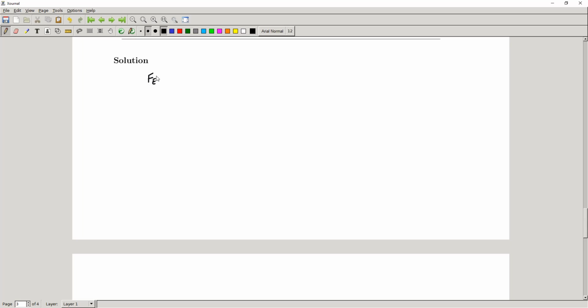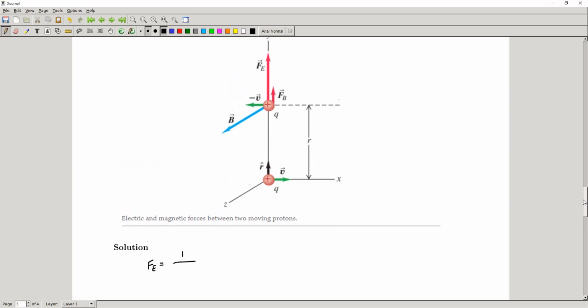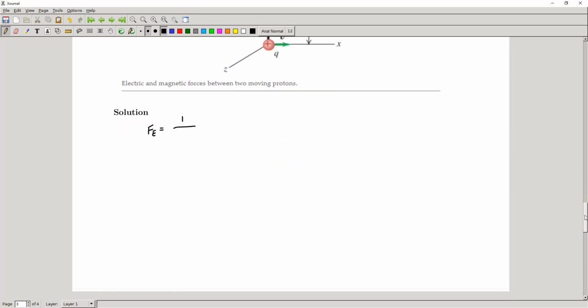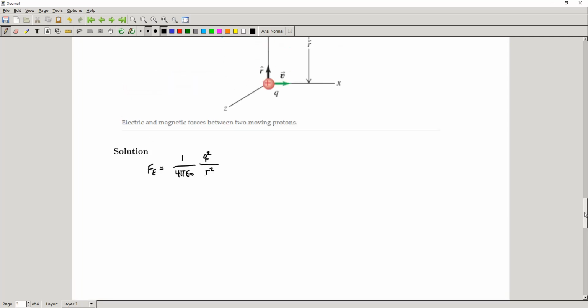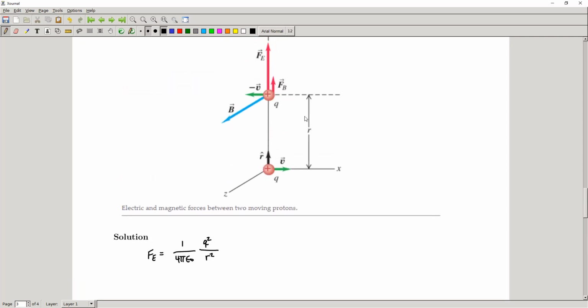So the electric force on this thing, thinking back to chapter 21, we know that for two point charges, both of which have a charge q on them, we're going to end up with an expression that looks like this: 1 over 4 pi epsilon naught, times q squared because it's just q times q, over r squared, which is our distance between the two of these.